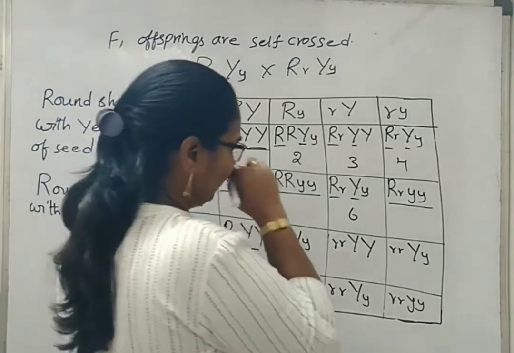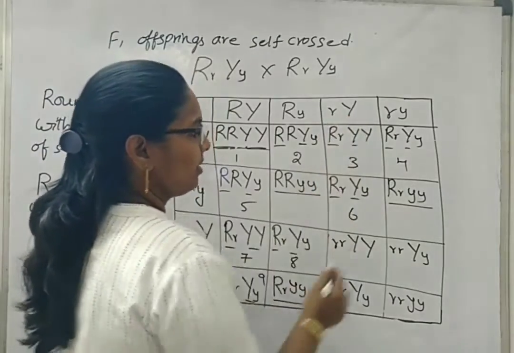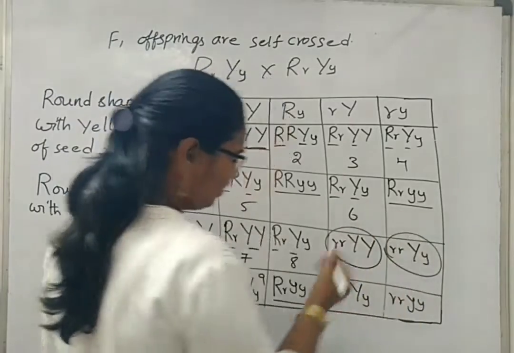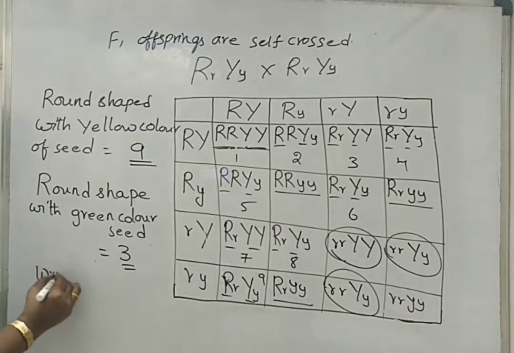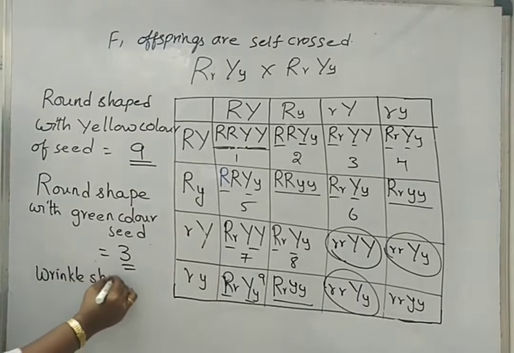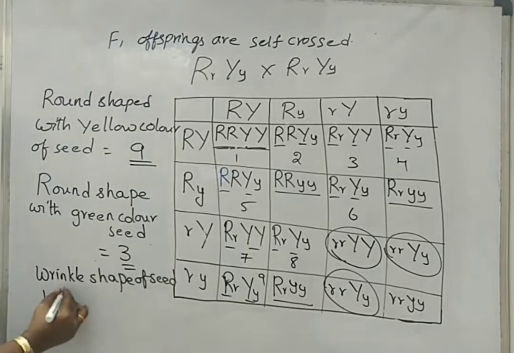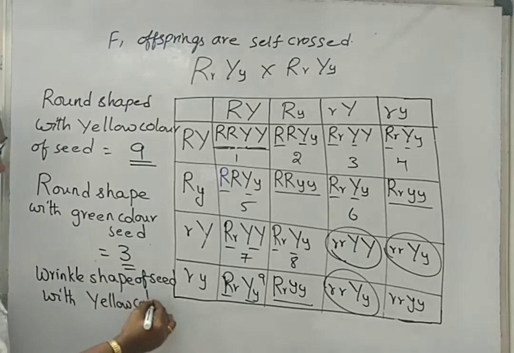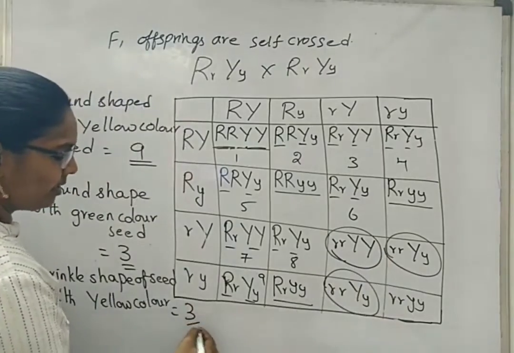Now, another one. Here, these are wrinkled shape of the seed with the yellow color. 1, 2, 3. So, another phenotypic character: wrinkled shape of seed with the yellow color. How many are there? So, 1, 2, 3. That is 3 in number.